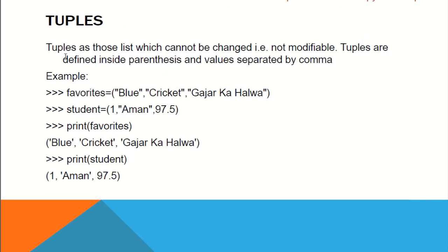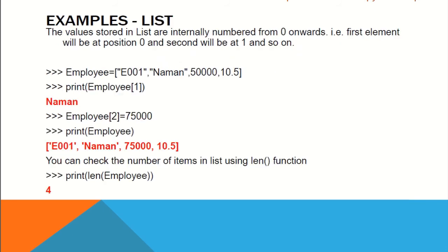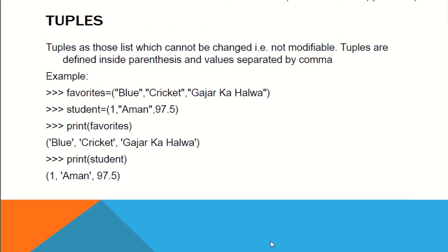Next is tuple. Tuples are lists which cannot be changed, that is, not modified. Tuples are defined inside parentheses. There are two differences you can identify till now. First, list is a mutable type, and second, tuple is an immutable type. In list, the data is started with square brackets, whereas in tuples the data is started with parentheses. So there are two differences.